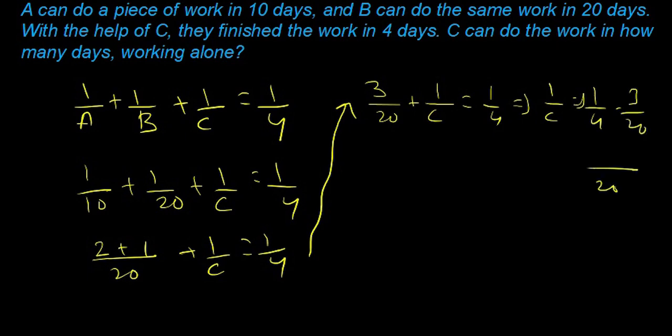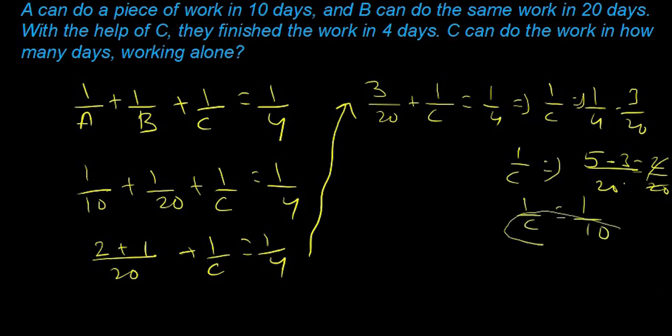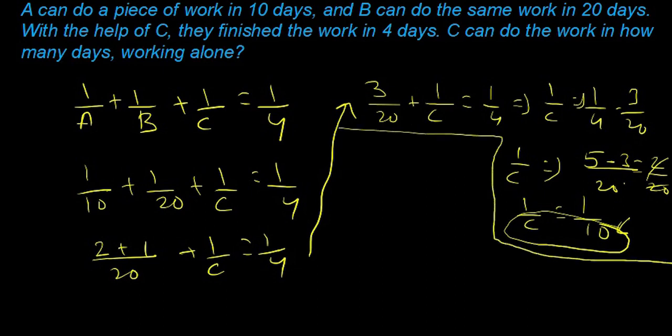LCM is going to be 20. 4 5s are 20, 5 1s are 5, so 5 minus 3 is 2, that is 2 by 20. So value of 1 by C is going to be what? 1 by 10. So C can complete the work when he is working alone in 10 days. So this is the first method, using the unitary method, where you can find out the value of C.